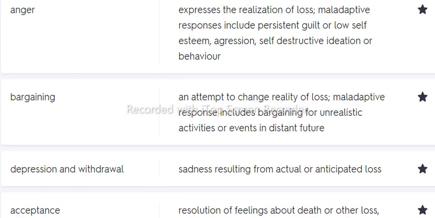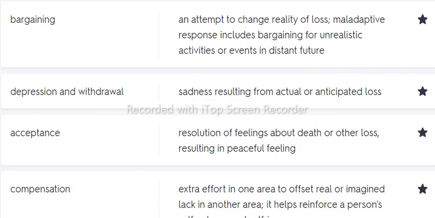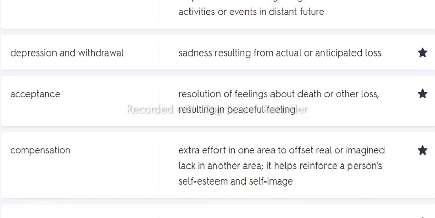Bargaining: an attempt to change reality of loss. Maladaptive response includes bargaining for unrealistic activities or events in the distant future. Depression and withdrawal: sadness resulting from actual or anticipated loss. Acceptance: resolution of feelings about death or other loss resulting in peaceful feeling.